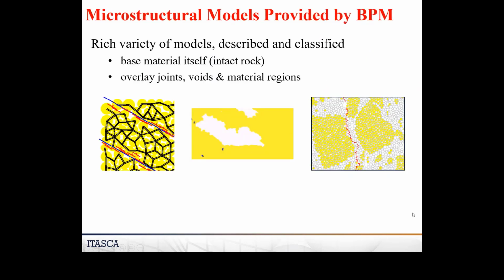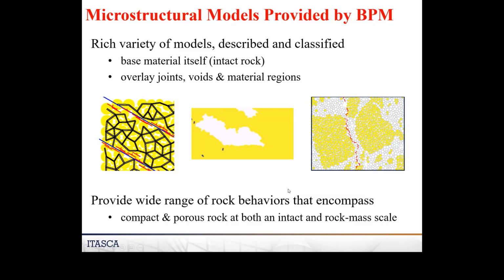So what sort of microstructural models can we build with this BPM approach? We're going to talk about this in terms of this idea of having a base material for the intact rock, and then we might overlay joints, we might make voids in there, we might identify different material regions, and we'll talk about all these in a little bit.